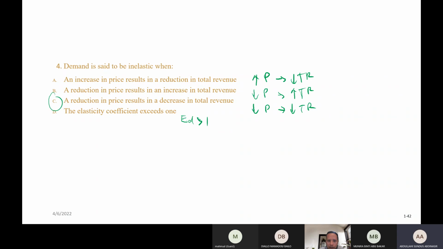Because for C, when price decreases, total revenue also decreases. So it goes the same way. So for inelastic, it goes the same way. Okay, so you can review back the notes and also the textbook and also the recording later.